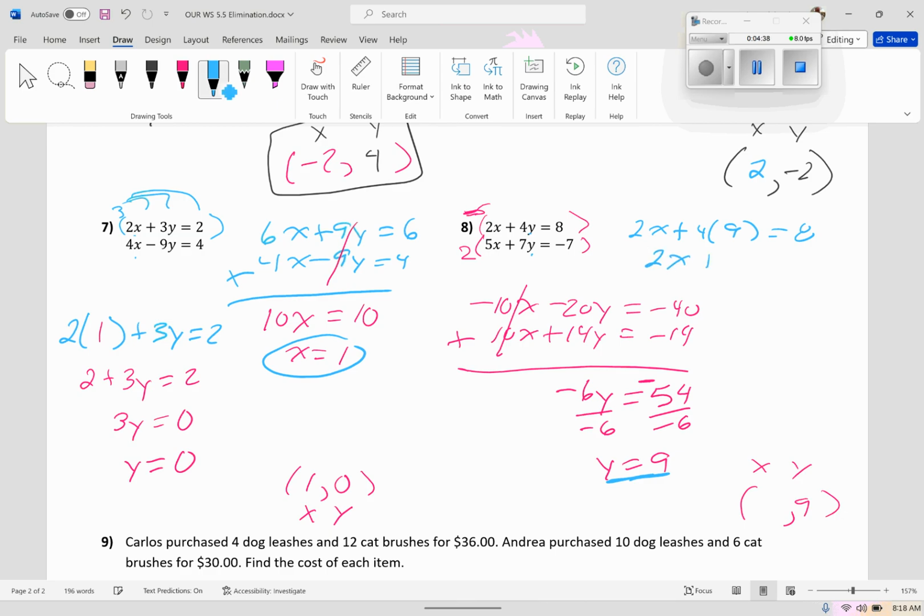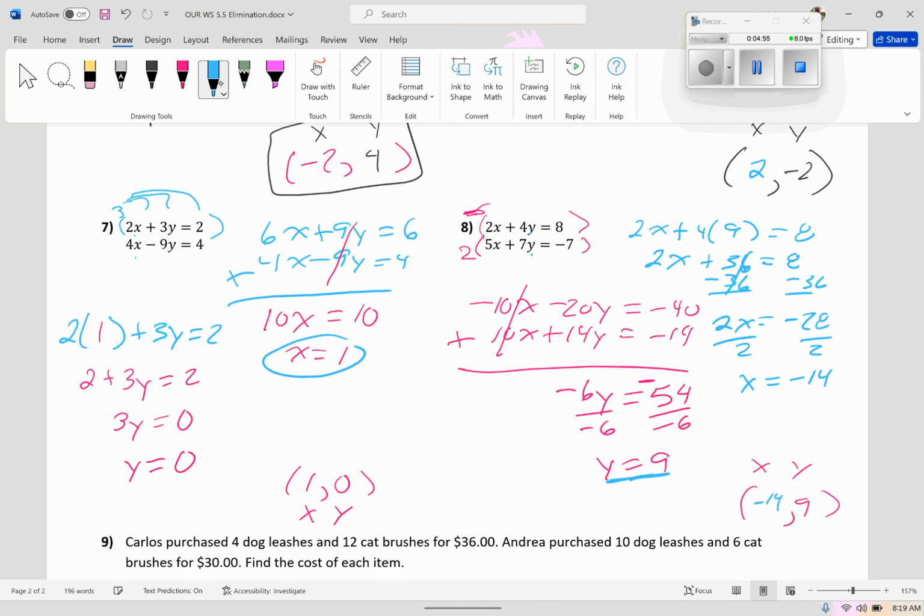2x, 4 times 9 is 36, equals 8. Subtract 36 from both sides. Those cancel. 8 minus 36 is negative 28. Divide both sides by 2. So y equals negative 14.